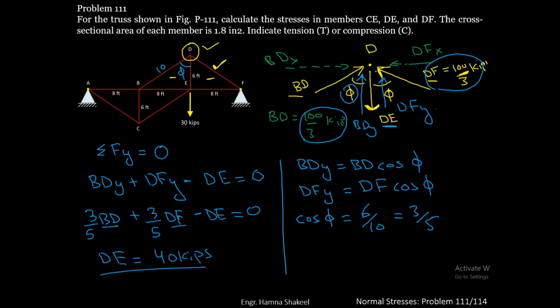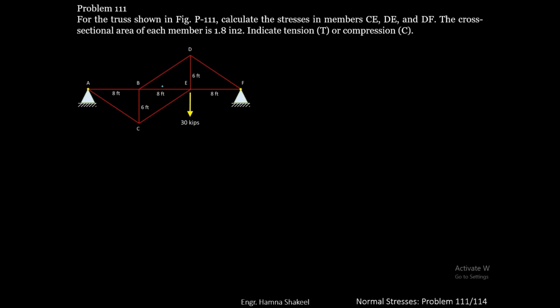Again, you have got a positive answer. It means that the direction selected for DE was correct. So we guessed the direction of DE as acting away from the joint and we got the positive answer. It means that it is actually away from the joint, and the forces that are away from the joint are tensile. Now let's move on to joint E.